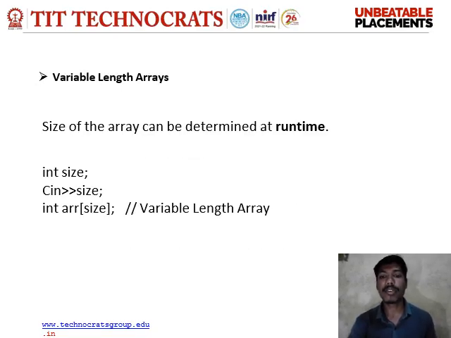Variable length array. What do we mean by variable length? Variable length means the size of the array can be determined at runtime. So you do not define the size statically inside the square brackets. You should take the size from the user itself. You can create a variable, like size here, take the size of the array from the user into that variable, and create the array by giving the size at runtime.